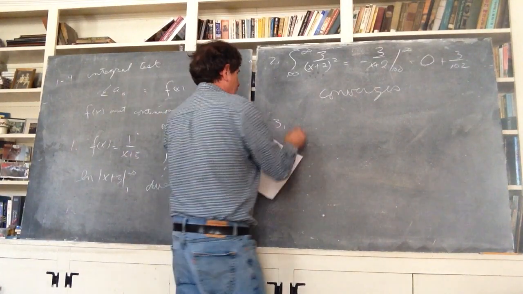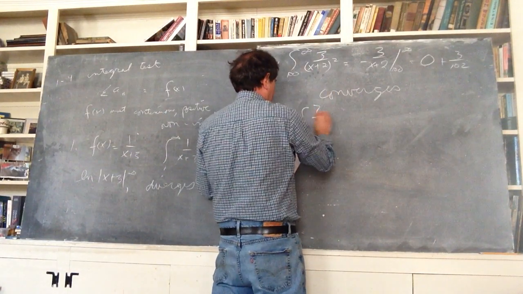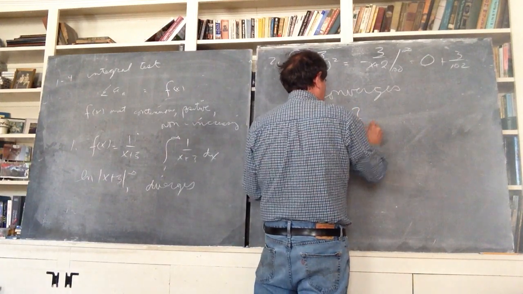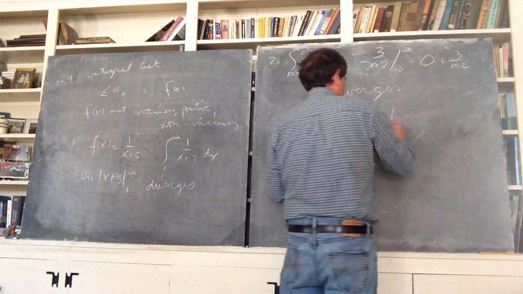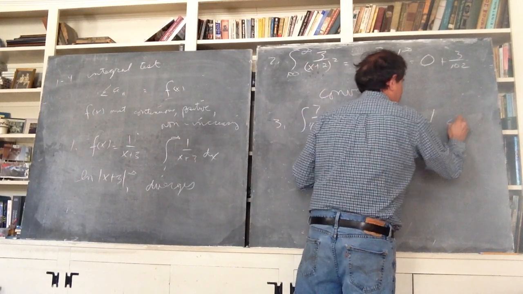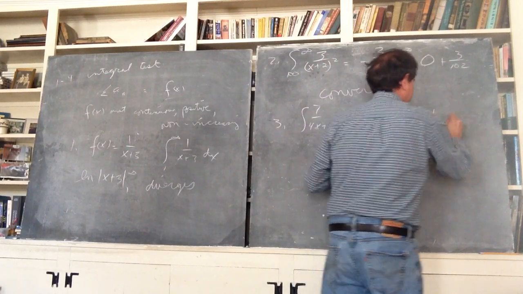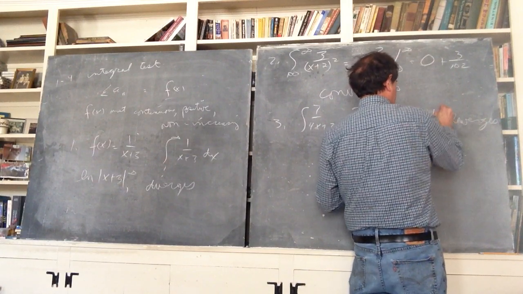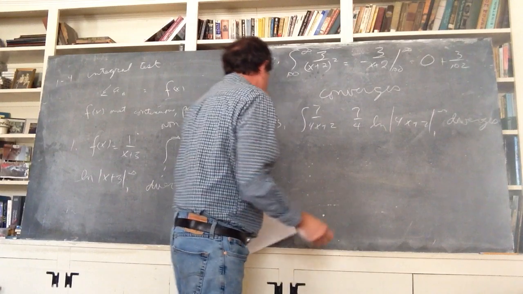Number 3 is exactly like number 1. It's ln of 4x plus 2. Diverges, because of the infinity right there. And same with number 4.